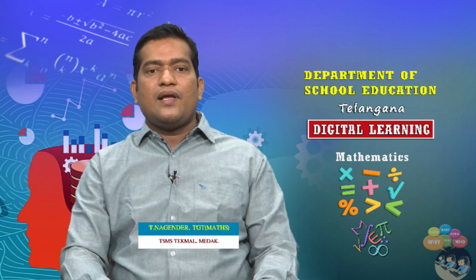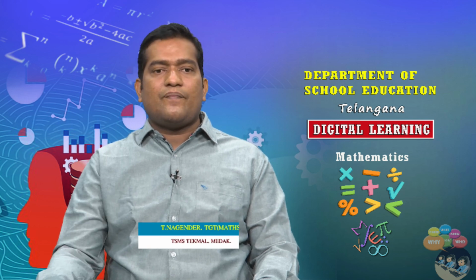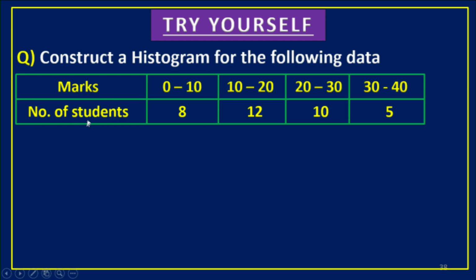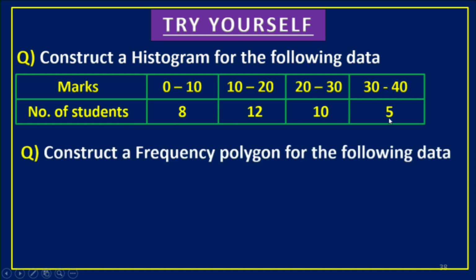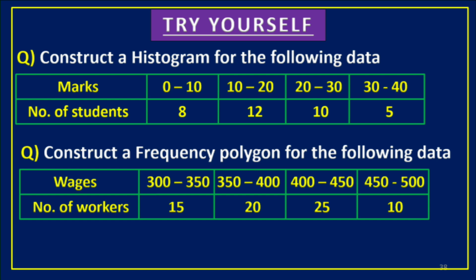Children, try yourself. Construct a histogram for the following data. Marks and number of students are given here. Marks 0 to 10, 10 to 20, 20 to 30, 30 to 40. Frequencies, or number of students, are 8, 12, 10, 5. Construct a frequency polygon for the following data. Wages and number of workers are given: 300 to 350, 350 to 400, 400 to 450, 450 to 500, and the number of workers, or frequencies, are given as 15, 20, 25, 10.